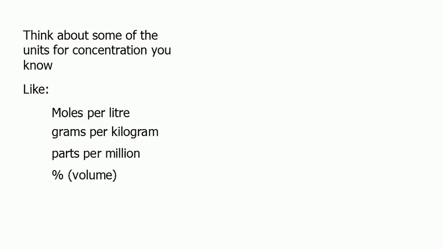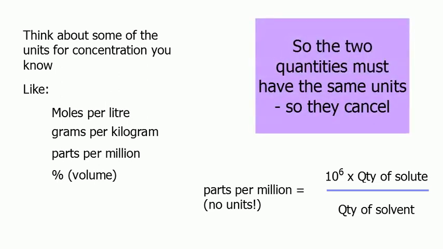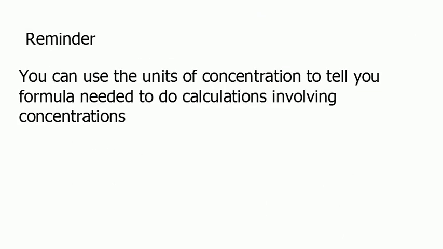There were two units on this slide that we didn't cover before. Concentration measurements in both parts per million and percent are special because they actually have no units. The only way we can get this result is if the quantity of solute and the quantity of solvent in the calculation both have the same units, so when you do the maths, those units cancel, leaving the result with no units. So as a reminder, you can use the units of concentration to normally tell you the formula you need to do calculations involving concentrations.